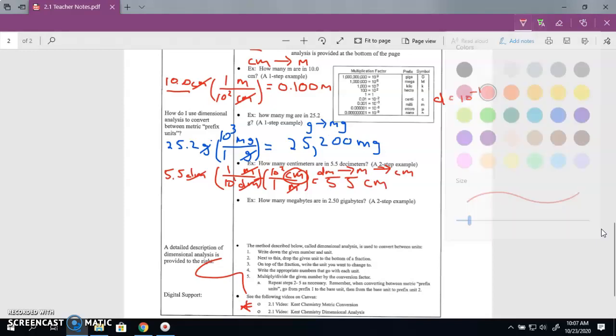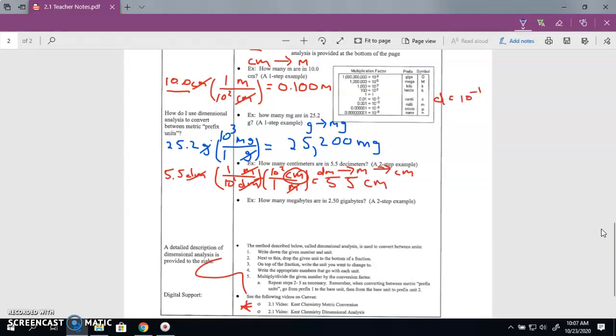Okay, final example here. In this one, another two-step conversion. We're starting with 2.5 gigabytes and we're asked to convert to megabytes. So giga and mega are really big units of measurement. Gigabytes and megabytes, 10 to the 9th and 10 to the 6th bytes. So we're going to start out with gigabytes, and we always have to convert to the base unit, which is bytes, first, before we convert to the final prefix unit, which is capital M, megabytes. It's a megabyte right there.